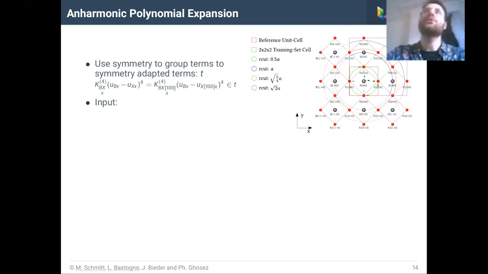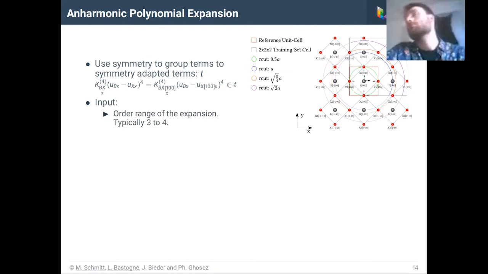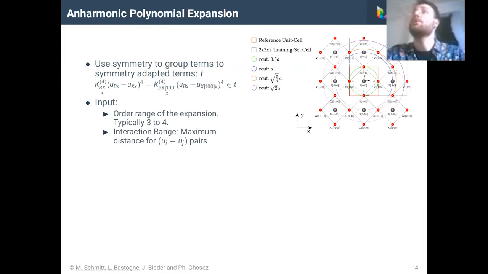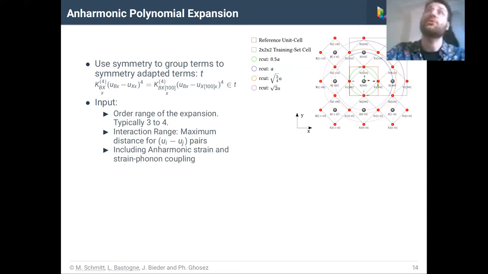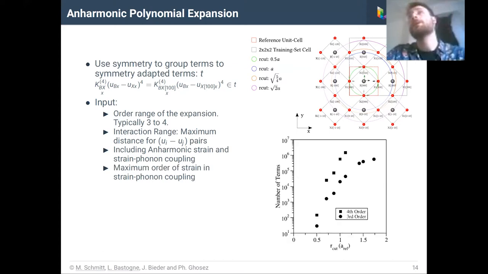And the input that you need to give to Multibinit to generate an expansion is the order. So typically we use 3 to 4. The interaction range, and that means the maximum distance for the displacement difference pairs, UI minus UJ. And if you want to include anharmonic strain and strain phonon coupling, what would be the maximum order of strain in the strain phonon coupling.